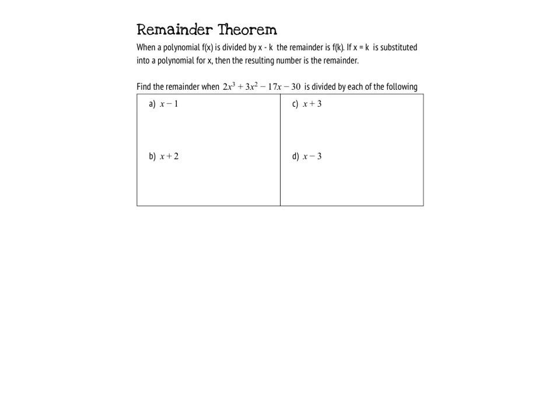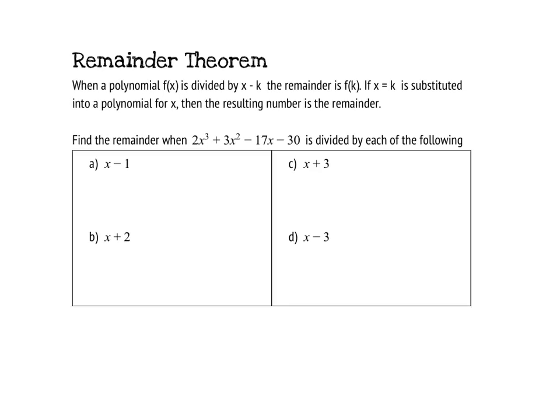All right, so we're going to be talking about two theorems today. We're going to be talking about the remainder theorem and the factor theorem. So the remainder theorem basically says that if I have any polynomial, let's call it f of x, and it is divided by a linear binomial, x minus k.